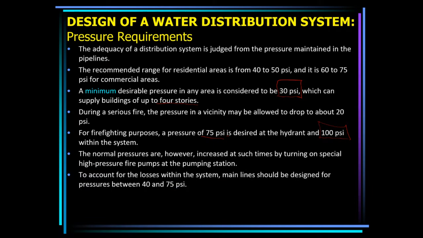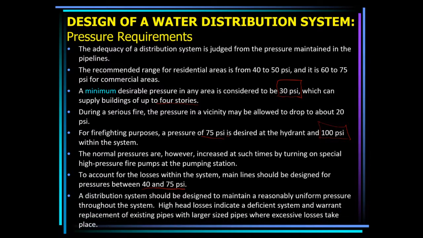To account for the losses within the system, main lines should be designed for pressures between 40 to 75 psi, because as the water is flowing, you have head losses, which decrease the pressure head or the piezometric head within the pipelines. A distribution system should be designed to maintain a reasonably uniform pressure throughout the system, and the minimum for a distribution system should be 30 psi.